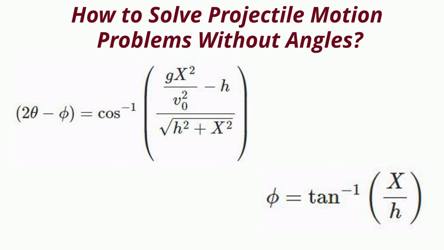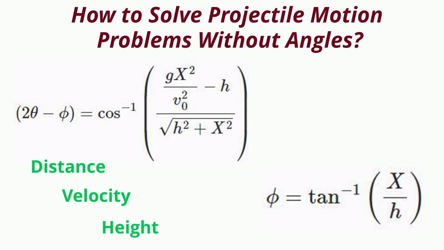Given that the problem should mention the distance that the object travels in x direction and the velocity with which it travels with the initial height. If not, one will have to derive that too from other equations of projectile motion.